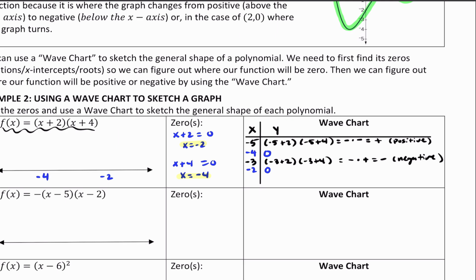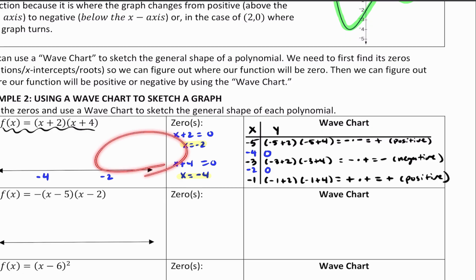All right, so at x equals -2, it's going to touch 0. But what happens to the right of -2? Well, a number that comes to mind is -1. So we have -1 plus 2 times -1 plus 4. -1 plus 2 is a positive, times -1 plus 4. That's a positive. So a positive times a positive is a positive. Okay? So that's where the line is positive.